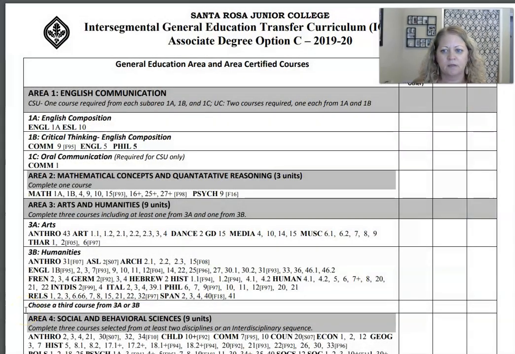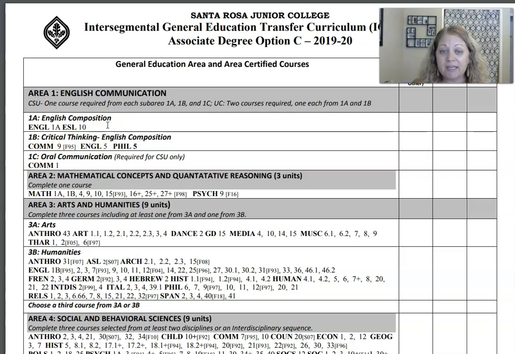Okay? All right, so let's go over the sheet here. Sorry, I'm kind of blurry up there, but that's all right. So for Area 1, you can use English 1A or ESL 10 to meet your English composition requirement.